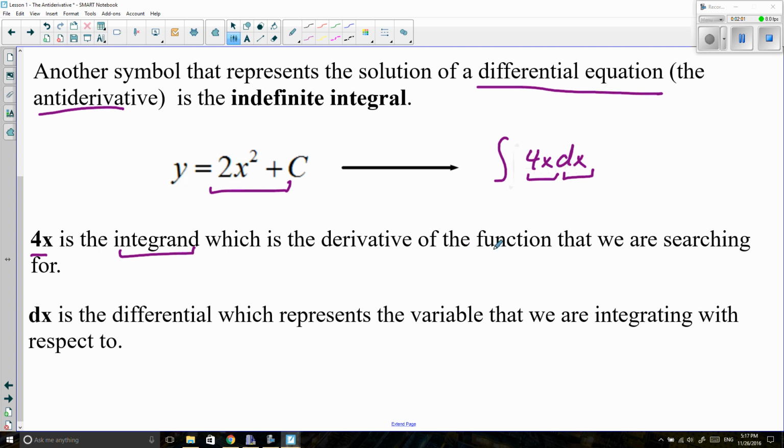So just to name off the parts of an integral, 4x is what we call the integrand, which is the derivative of the function that we are searching for. The function that we're searching for is the antiderivative, and when you take the derivative of that function, you get the integrand, which is 4x. And we can show that here. The derivative of 2x squared just gives us 4x. And dx is the differential, which represents the variable that we're integrating with respect to. So we're integrating with respect to x in this situation.